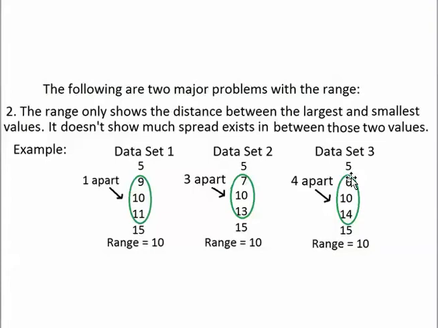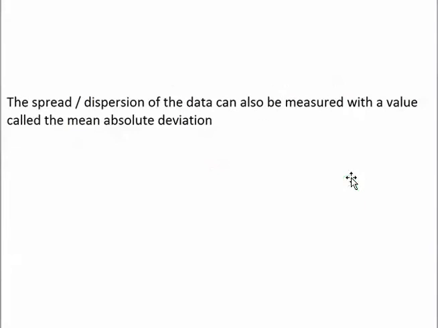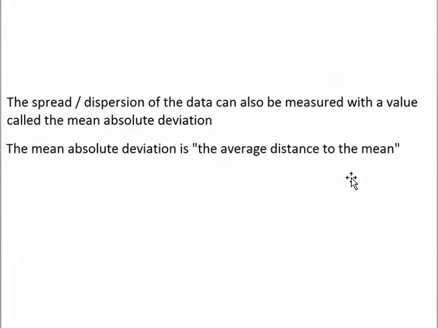There's another value that does a better job of showing the overall spread of the data called the mean absolute deviation. The mean absolute deviation measures how far each value is from the mean, and it's basically the average distance to the mean. And I'll explain what I mean by this.